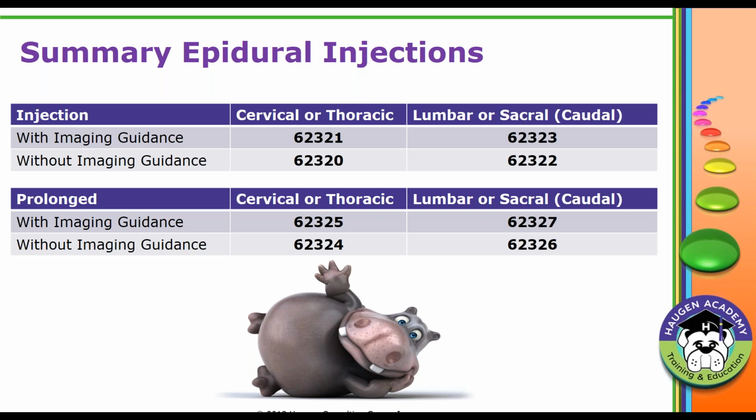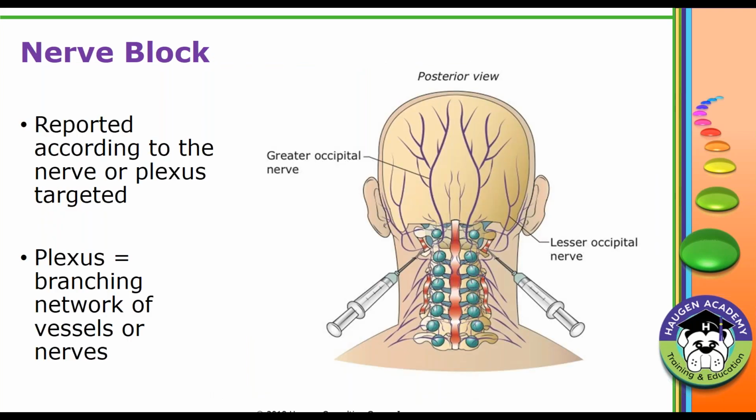And moving on from epidural injections, we're going to talk about nerve blocks next. Nerve blocks are used for pain treatment management. They're reported according to the nerve or the plexus targeted. And when we say plexus, a plexus is just a branching network of vessels or nerves that could be blood vessels or lymphatic vessels. And then nerves are generally axons outside of the central nervous system. You can see that illustrated in the picture here.